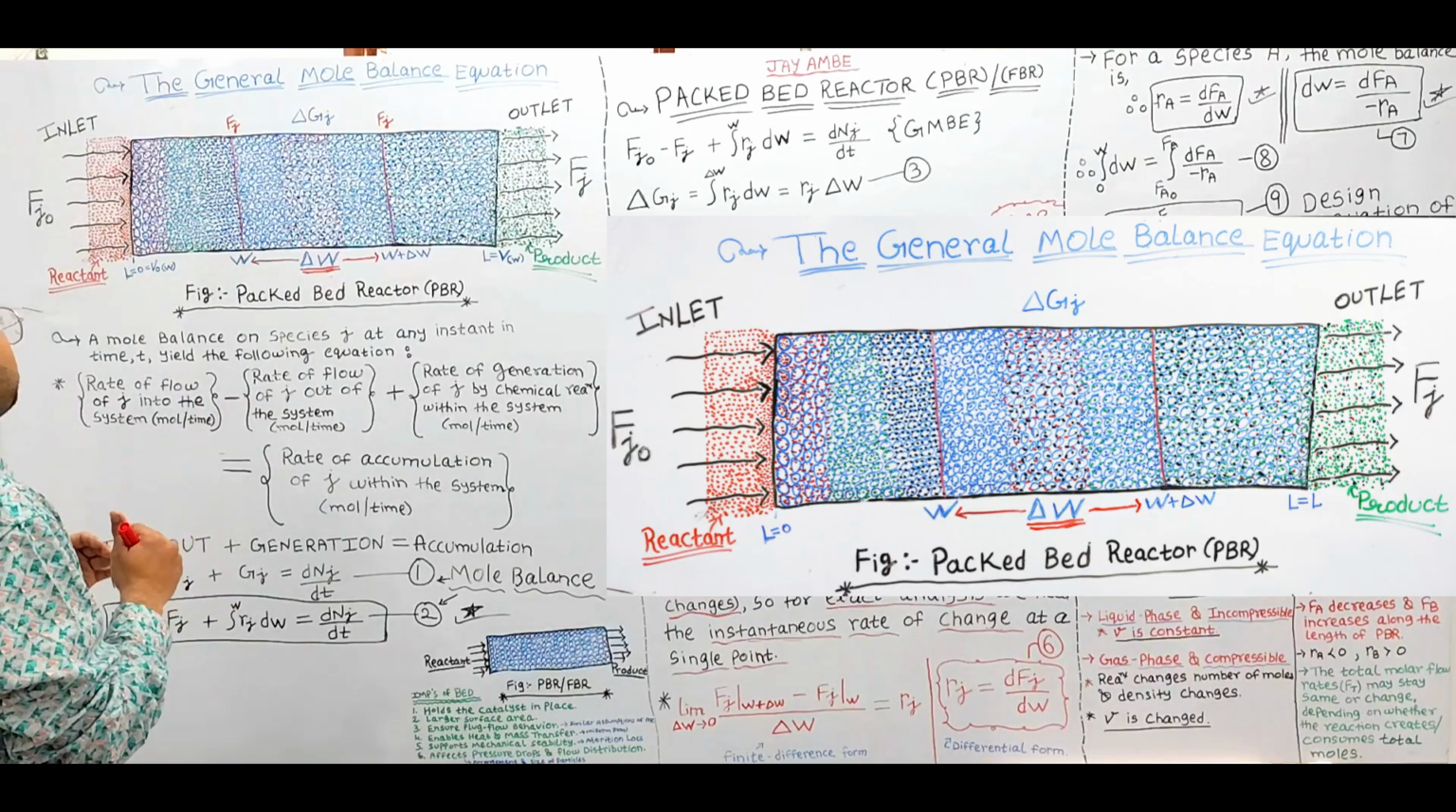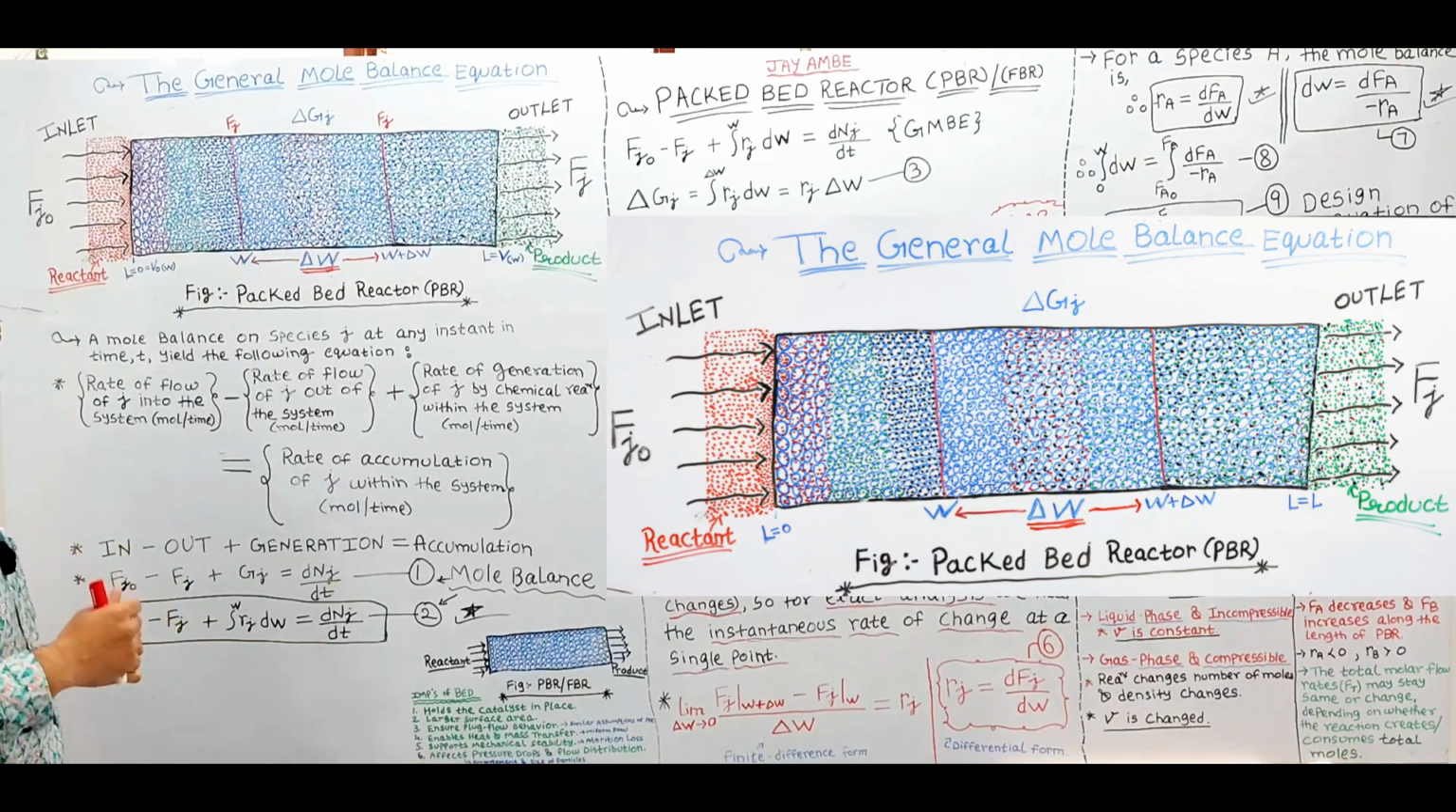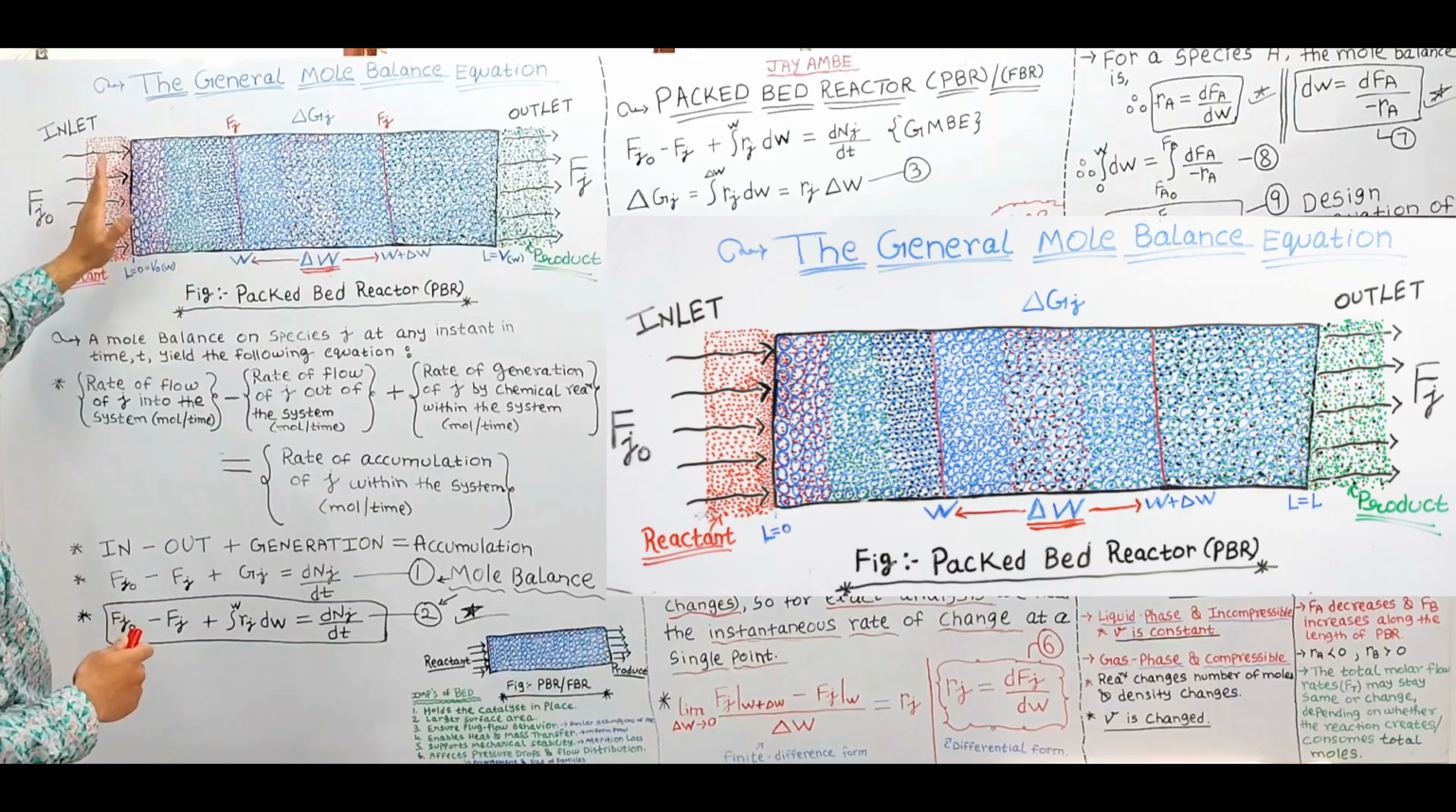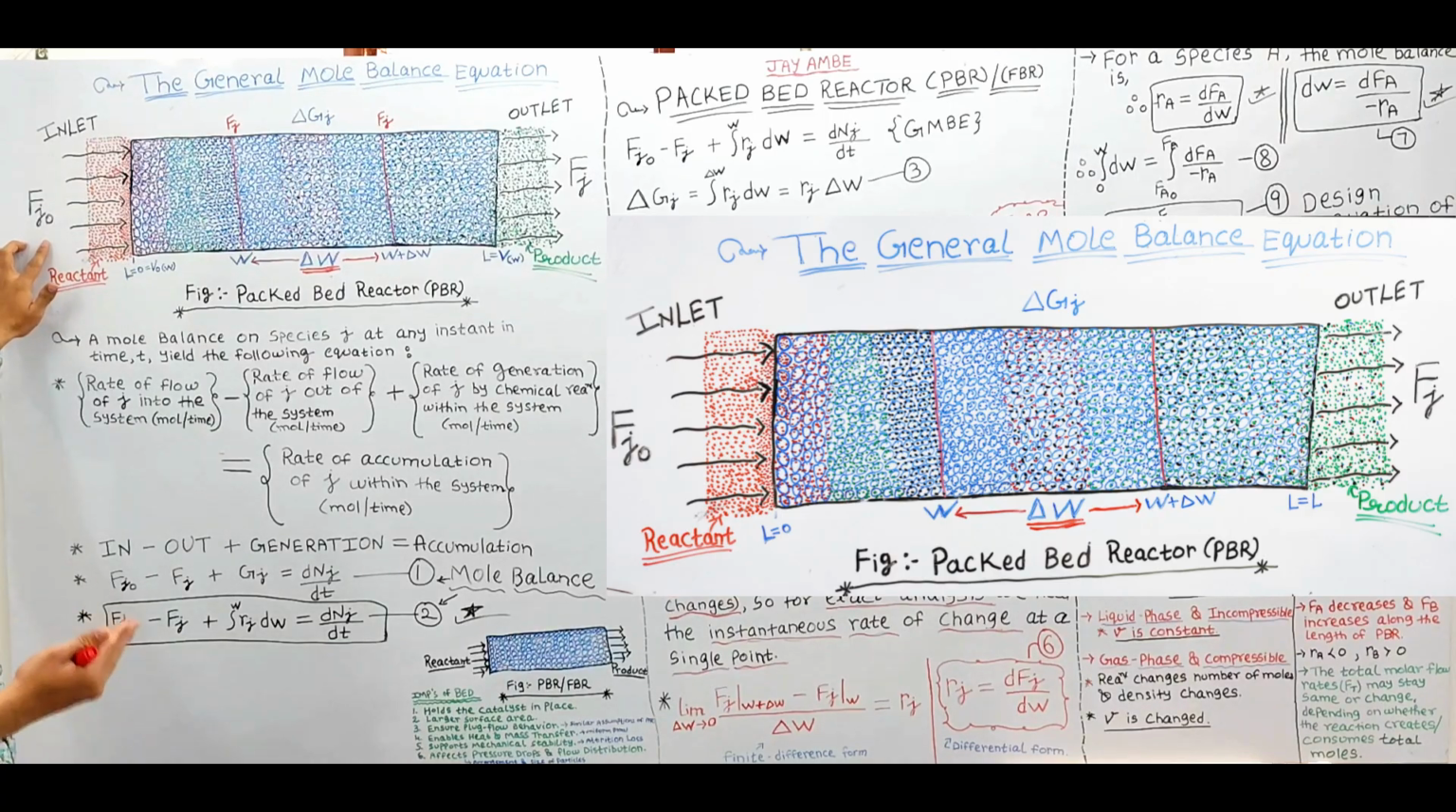Now let's understand how the reaction will take place in the packed bed reactor. Here you can see the red dots indicate the reactants. The reactants will enter into the packed bed reactor through the inlet stream, right? FG0 indicates the initial molar flow rate, which means the initial molar flow rate of any chemical species entering into the packed bed reactor. It's indicated by FG0, reactants, right?